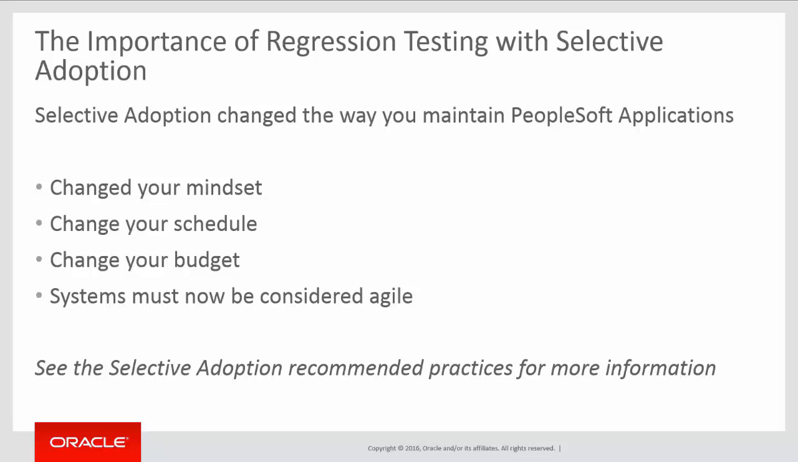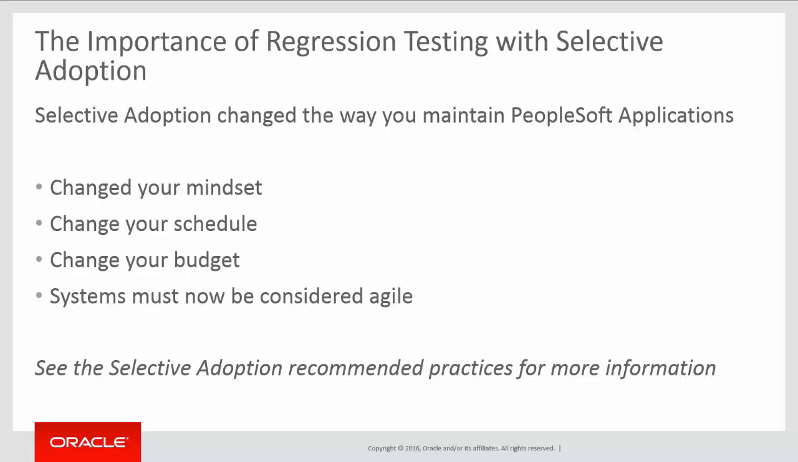Selective Adoption changed that model significantly. First, new features are delivered on a regular basis, not as upgrades. Second, customers choose what maintenance and features to apply and when to apply them. And third, because new features are delivered as part of maintenance, PeopleSoft will never deliver a major upgrade again. With these changes, each customer has the responsibility of setting their own maintenance strategy.